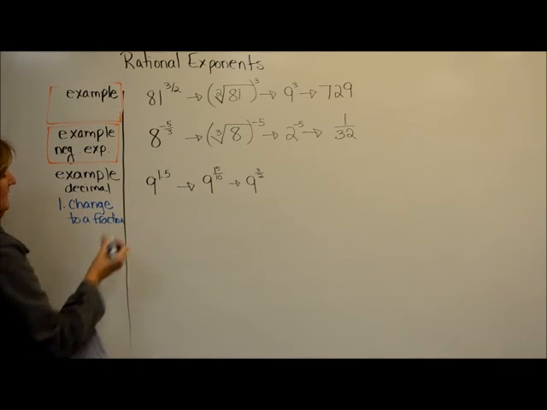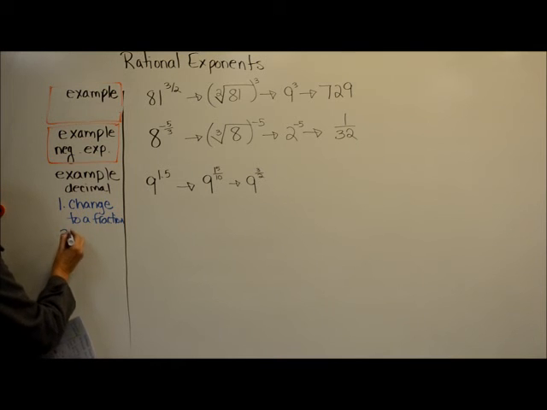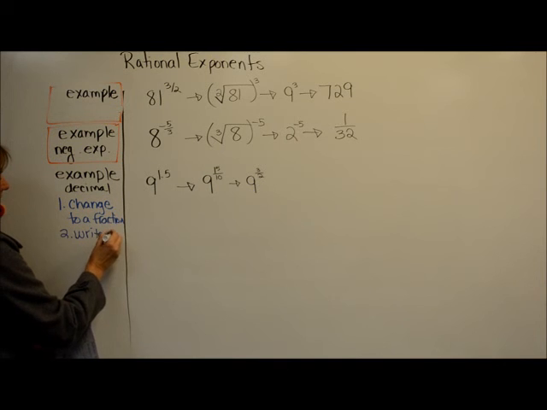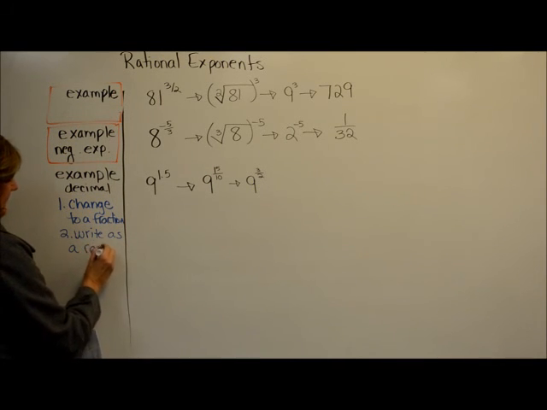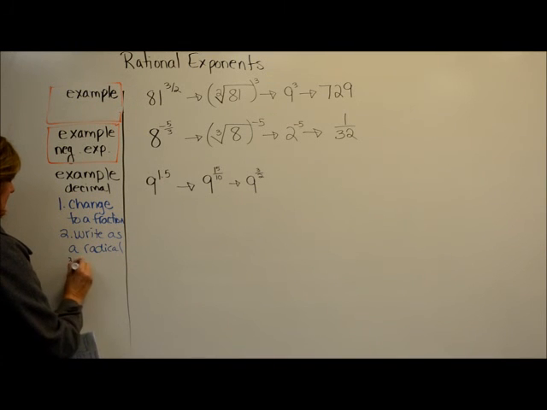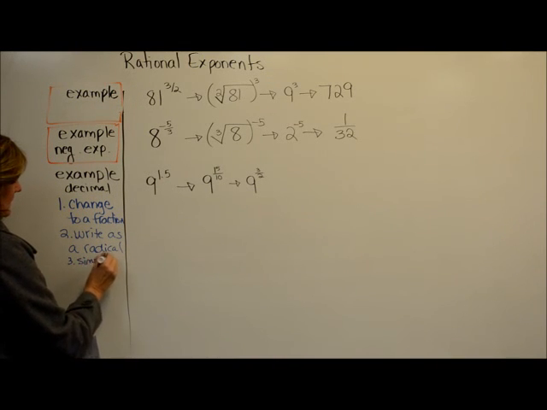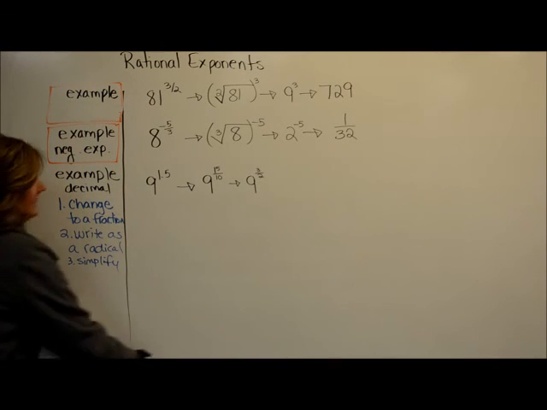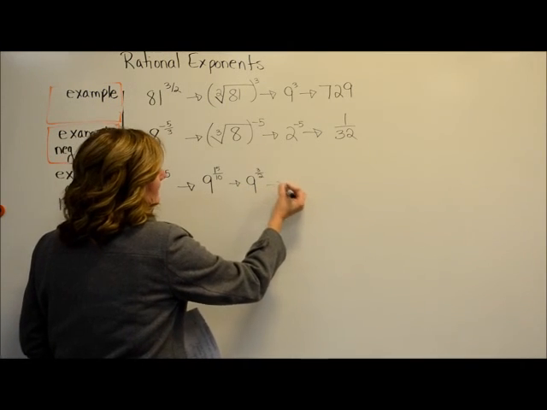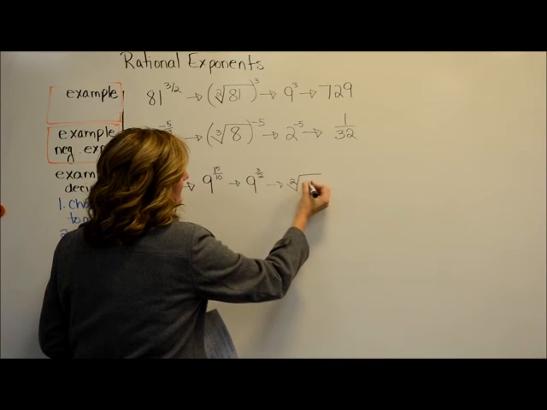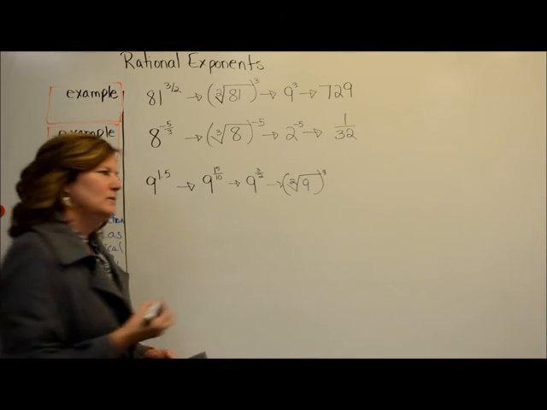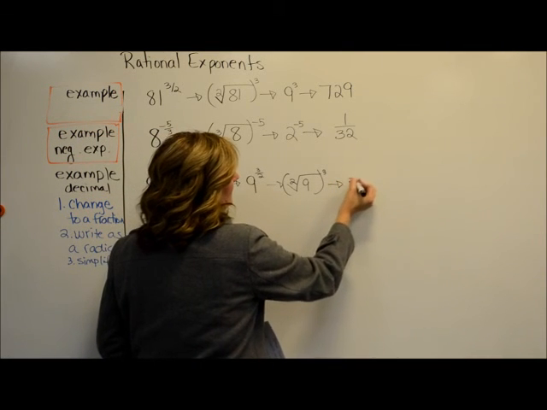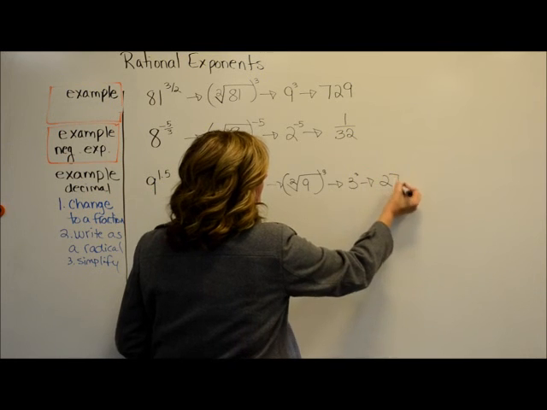Okay, and then it's all the same. So from there, you're going to do the same thing. Write as a radical. Okay, so simplify. So now what I have is the square root of 9 cubed. Well, the square root of 9 is 3, and then 3 cubed is 27.